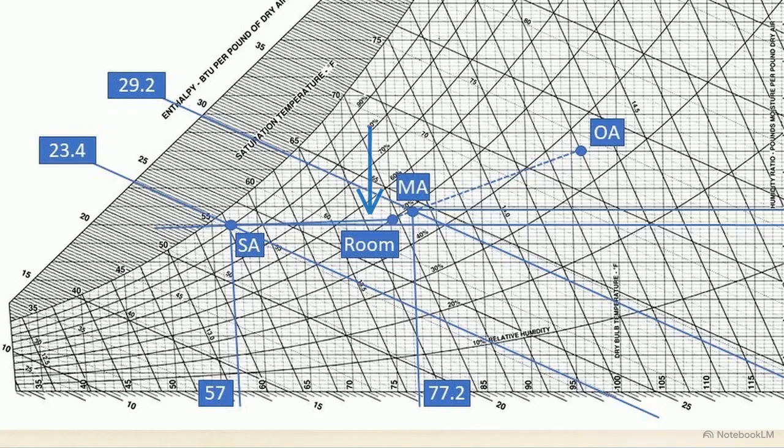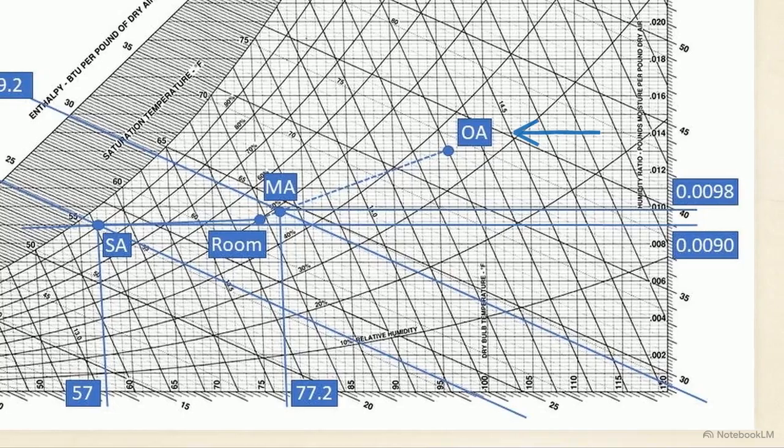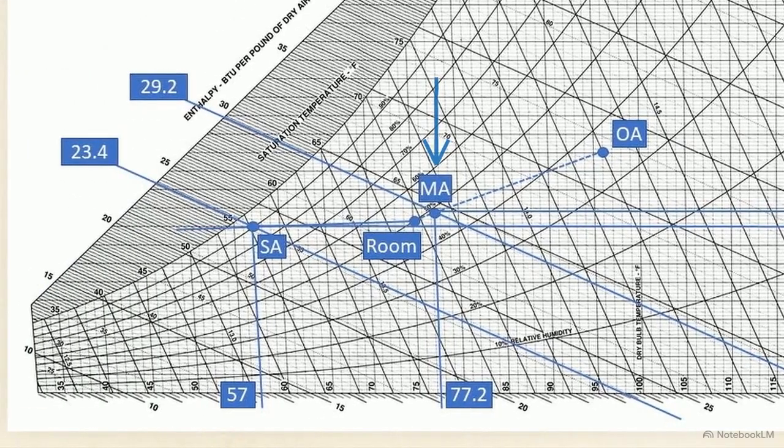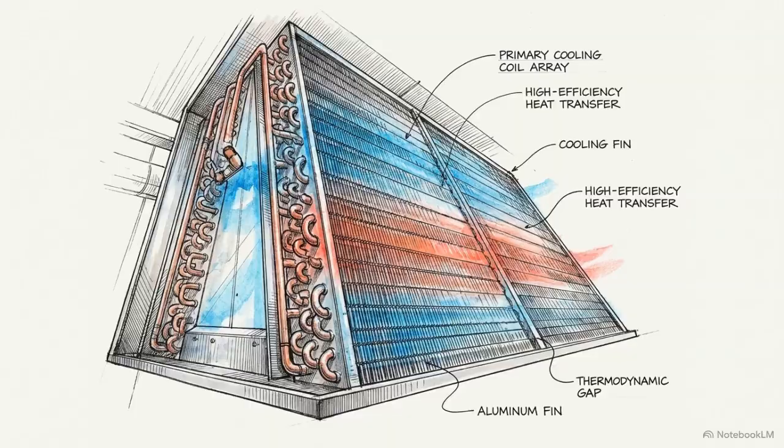We map airflows onto a psychrometric chart. We plot return air at 75 degrees and outdoor air at 96 degrees. Their connecting line maps the mixing, locating mixed air at 77.2 degrees. Finally, we plot the target supply air at 57 degrees. The psychrometric chart translates raw airflow volumes into absolute energy coordinates. We can now see the exact thermodynamic distance the cooling coil must bridge.